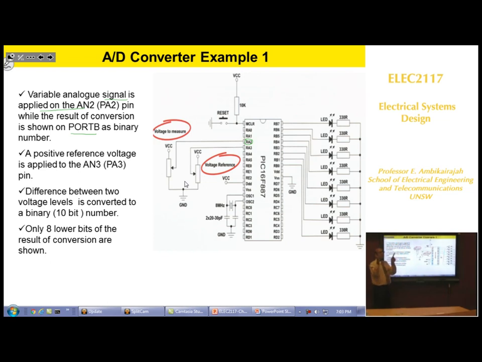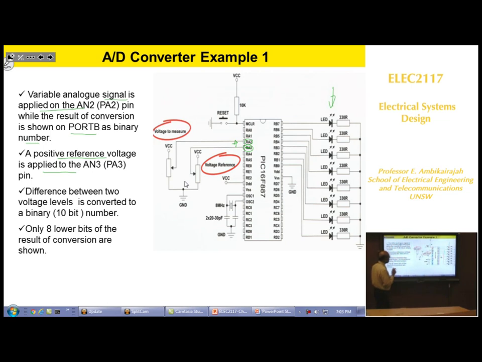After you have done conversion, you normally have these two registers, 8 and 2 bits. What we do is take the least significant register, which is the 8 bits, and send the output to a port with LEDs connected, so the output is shown on the LEDs of port B as binary. A positive reference voltage is applied to AN3. So we need a reference voltage applied here, and with reference to that we are going to measure the voltage, basically the difference between these two.